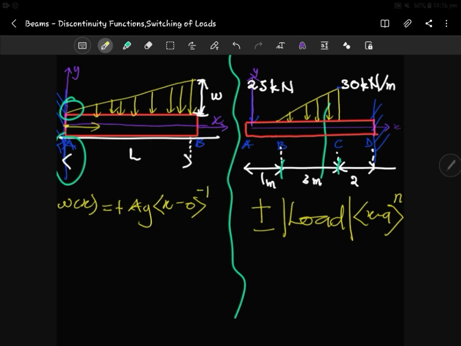So that's minus 1, right? The next one is that at that same point we have the distributed load, which is pointing down, right? So that's a minus. And then what's the magnitude? The magnitude is this w here, because that's the highest point here.